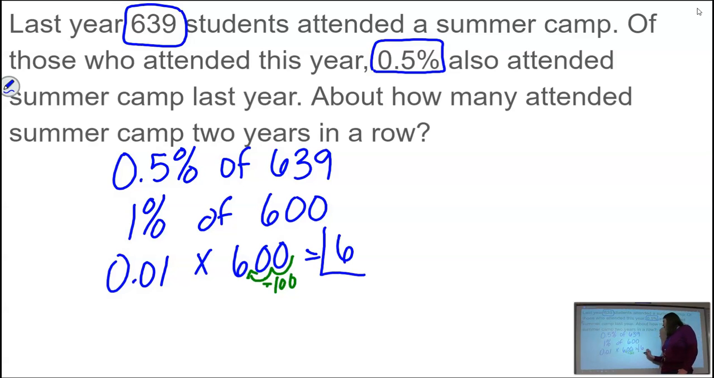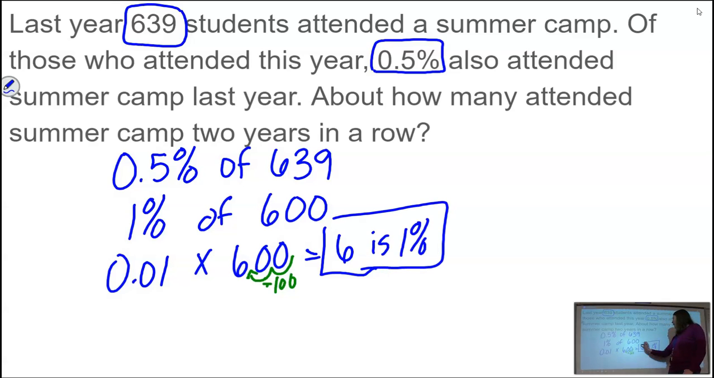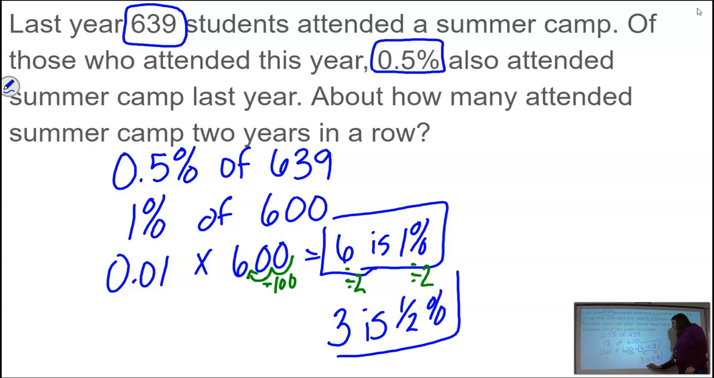So 1% is 6, right? But I wanted to find half of a percent. So then that means I would just need to divide by 2, right? If I divide both of them by 2, then that would give me half a percent. So 6 divided by 2 is 3, and that would be a half of a percent, or 0.5%. And that's it. Good luck on your assignment.